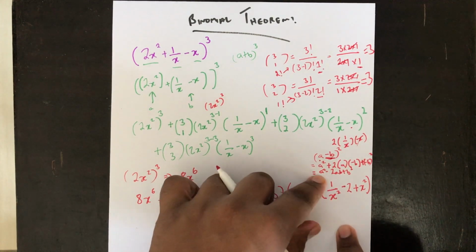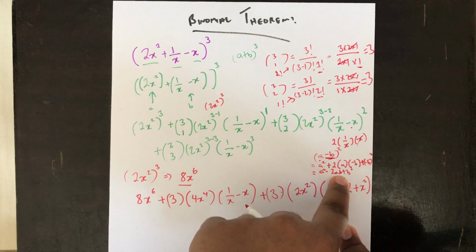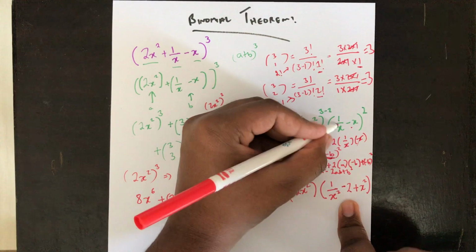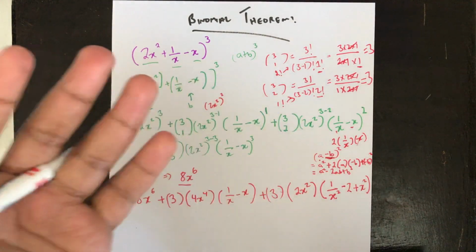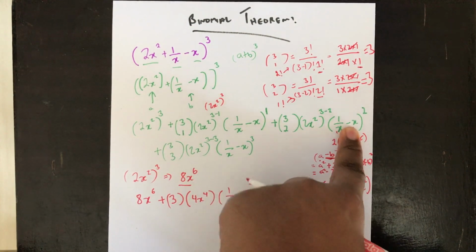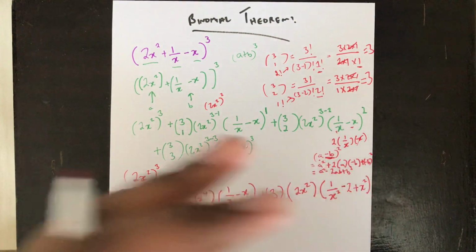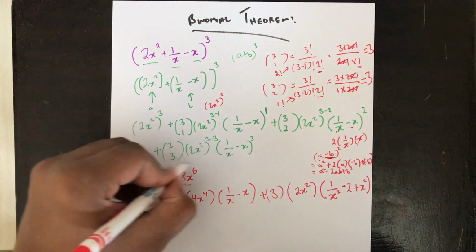So my a squared is 1 over x squared, minus 2ab, so minus 2 times this, and 1 over x times x gives you 1, so it's just minus 2 times 1, which is minus 2, plus b squared. My b is minus x, always take into account the coefficient, so minus x times minus x gives you positive x squared. So I've got that.